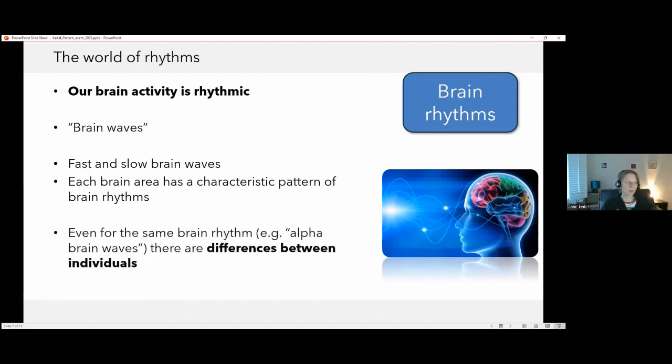So even for the same brain rhythm, some of you might have heard about the alpha brainwave. That's I think the most famous brainwave that you can read about, that you might hear about. So if you imagine a brain area where we have this alpha brainwave, for example, at the back of our brain, this is very prominent. Even though we all have the same alpha brainwave, for some people it's a bit faster than for others. So we have these differences in brainwaves, slightly slower or faster alpha brainwaves, or for other brainwaves as well.